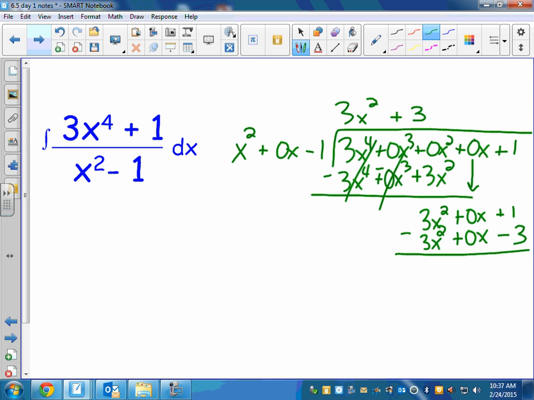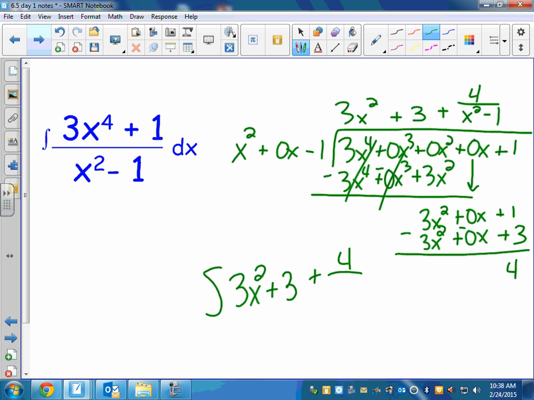And then again, I'm subtracting. So I get a remainder of 4 here. Do you remember what we do with our remainders? So then we put it over what we were dividing by, which means what have we done? Made a disaster. We've made something we can integrate now. So now we would integrate 3x squared plus 3 plus 4 over x squared minus 1.